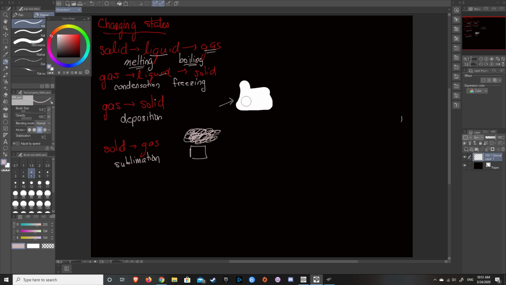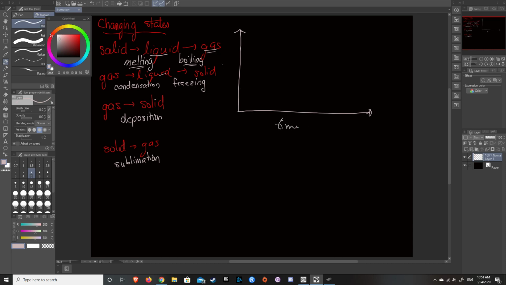So now I'm just going to quickly show you how to draw these phase transition graphs, and we're going to talk about it. So basically, we draw our axes, and this we're just going to label as time, and this we're going to label as the energy. So the energy of the system. As we know, to go from a solid to a liquid, we need to heat it up. So we need to increase the energy of the system. From a liquid to a gas, we need to heat that up too. So that's increasing energy of the system.